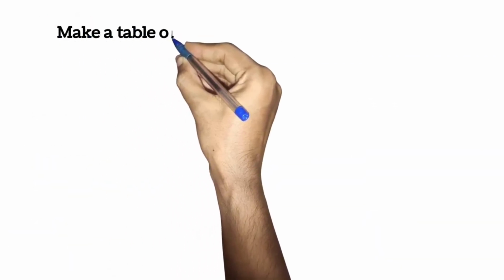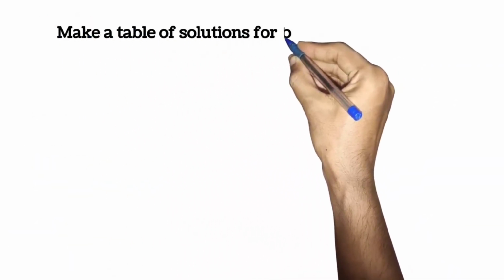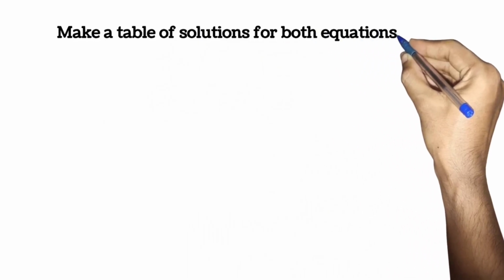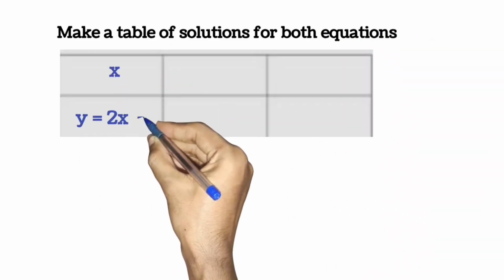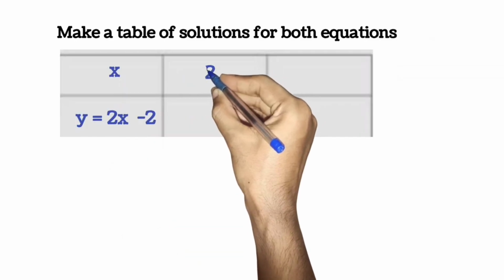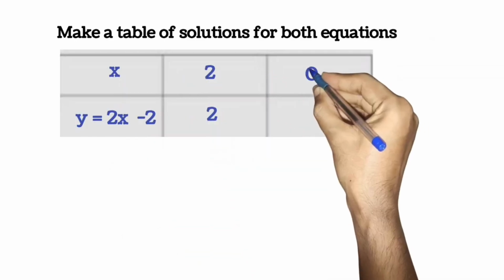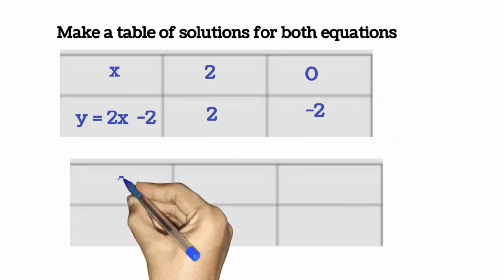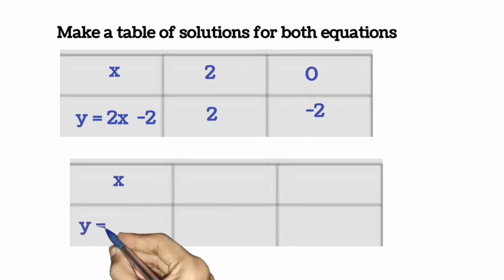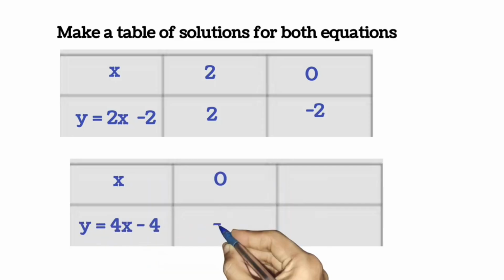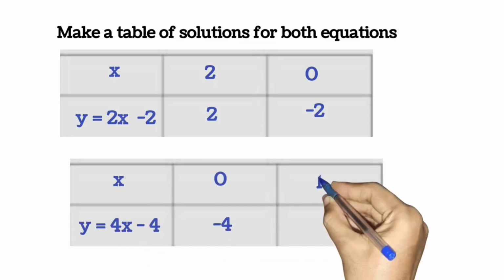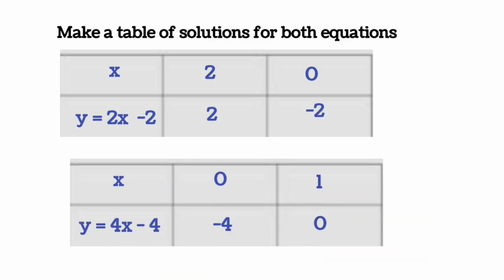Make a table of solutions for both equations. First we take x and y equal to 2x minus 2. If we put x equal to 2, we get y equal to 2. And if we put x equal to 0, then y equal to minus 2. Another one, x and y equal to 4x minus 4. If we put x equal to 0, then we get y equal to minus 4. And if we put x equal to 1, we get y equal to 0.